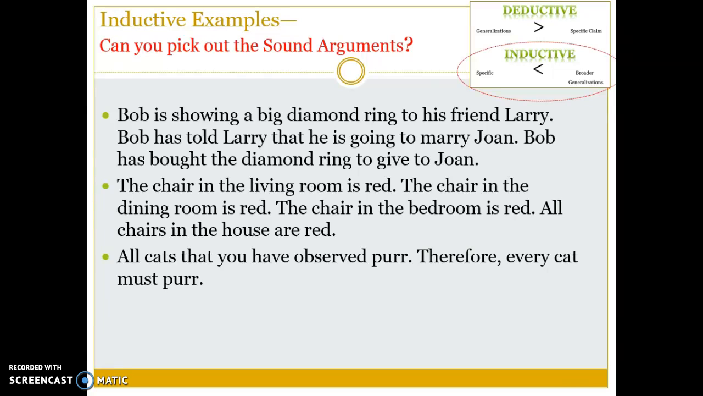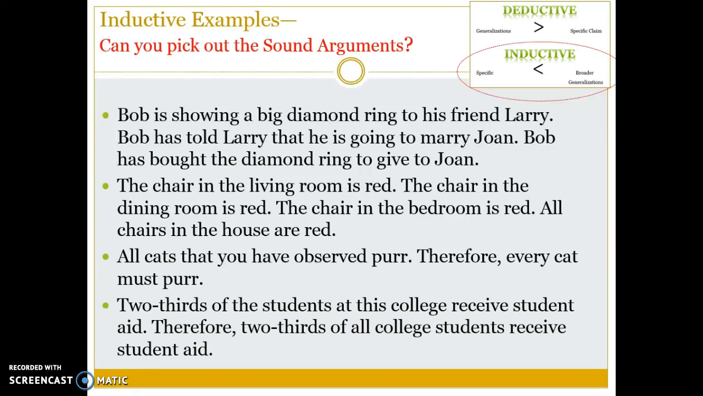Here's another one. All cats that you have observed purr. Therefore, every cat must purr. Is this sound? Is it possible that there are some cats out there that don't purr? Then you're probably right. This is not a sound argument. In fact, there are some cats out there that do not purr.